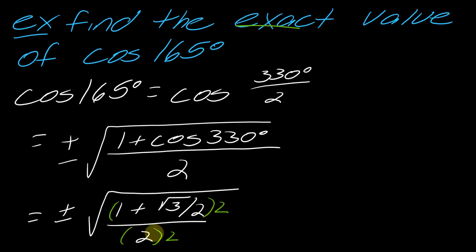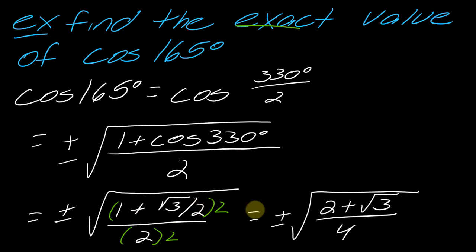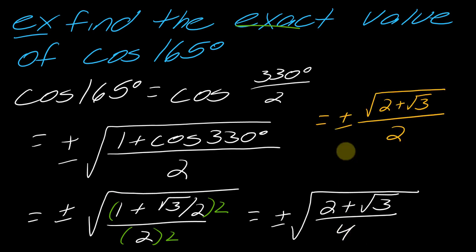So what we're going to do is multiply the top and bottom by 2, because notice in this strategic choice of 2, that will cancel out the denominator down here. So then I multiply everything by 2, so this becomes 2 plus square root of 3 over 4. But what can I actually take the square root of in here? I can take the square root of 4, so I can simplify this to plus or minus square root of 2 plus square root of 3, all of that over 2. So there you go.